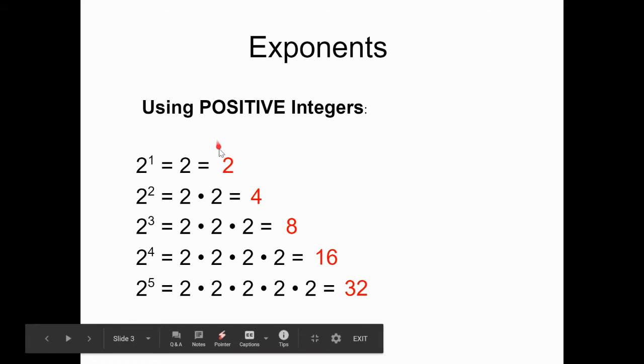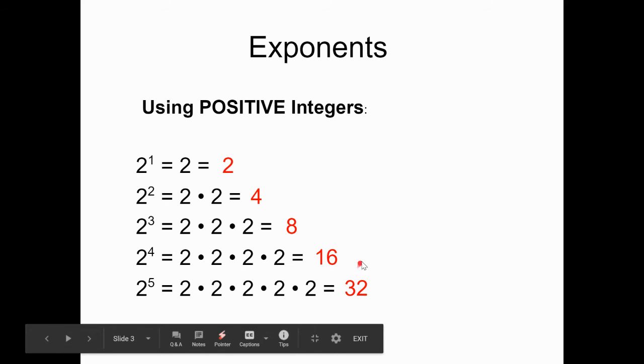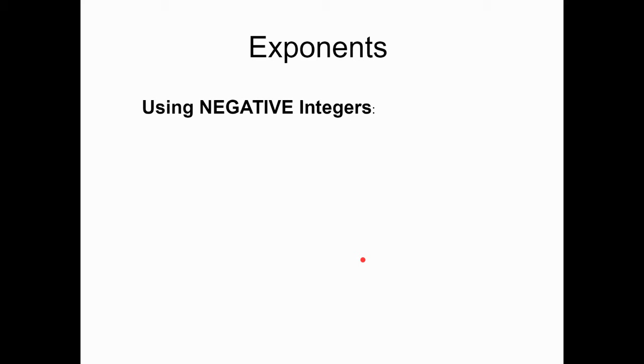Now notice the pattern, 2, 4, 8, 16, 32. To go from one to the next, you're multiplying by a 2. And notice that all of our products are positive. Let's now look at the same example, but using negative integers. So now I have negative 2 to the power of 1, which means just one negative 2. So that negative 2 to the power of 1 is a negative 2.